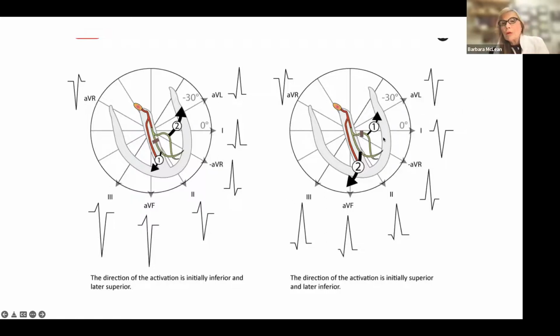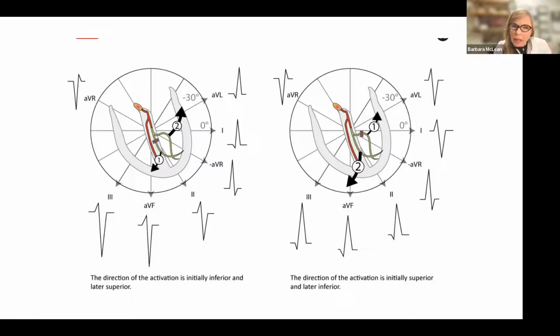With a posterior fascicular block, what's going to happen is you activate up towards the left and then all current goes down to the foot. You will have a primarily downwards deflection in lead 1 and AVL, sharing the same positive electrode, and a primarily upwards deflection in AVF. So it's up in AVF and down in 1. That is a right axis. So with posterior fascicular block, you'll have a right axis. With anterior fascicular block, you'll have a left axis.